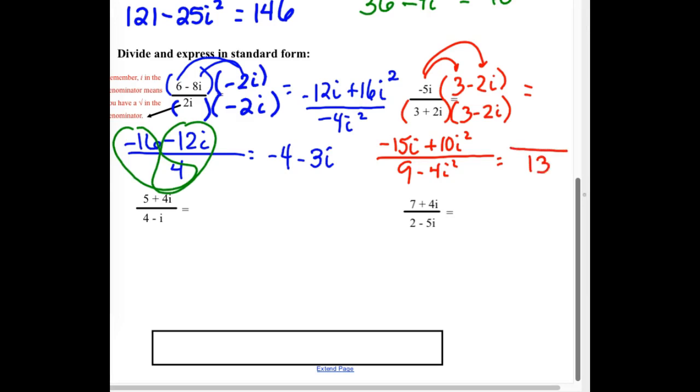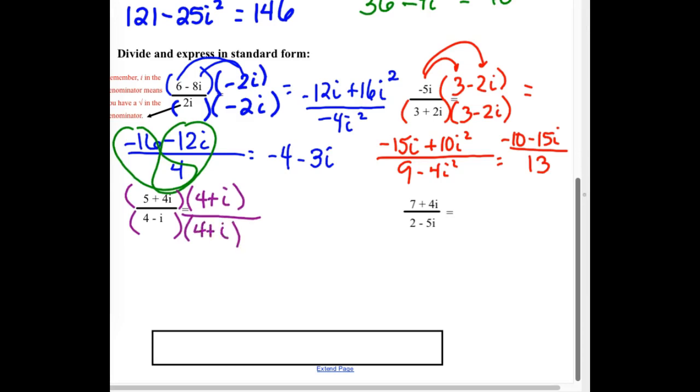Rearranging the numerator so that the real part is first, the 10i squared turns into negative 10, and then we have a minus 15i. This one can't be reduced. There's no common factors in a 10, a 15, and a 13. Okay. All right, let's try one more. The conjugate of 4 minus i. Good.